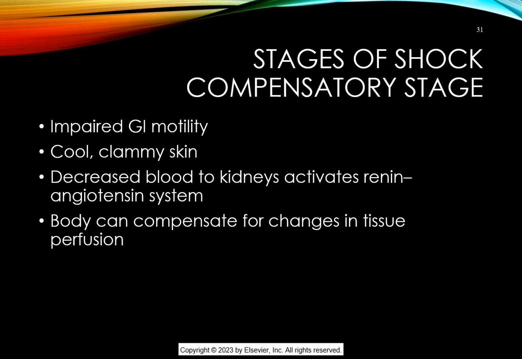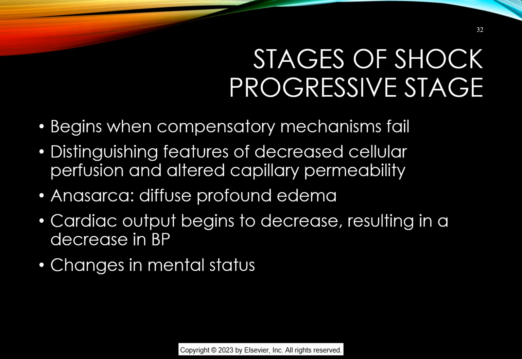We're going to see our impaired GI motility. We're going to see our cool, clammy skin. Decreased blood to the kidneys is going to activate that renin-angiotensin system. So we know that angiotensin is a potent vasoconstrictor. So that's going to help increase blood flow to the heart. In this stage, our body is still compensating okay. So if we can find the cause and reverse it, our patients can still recover here. There's no real permanent damage yet.